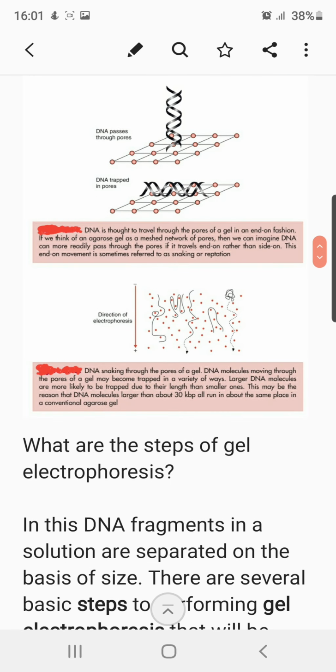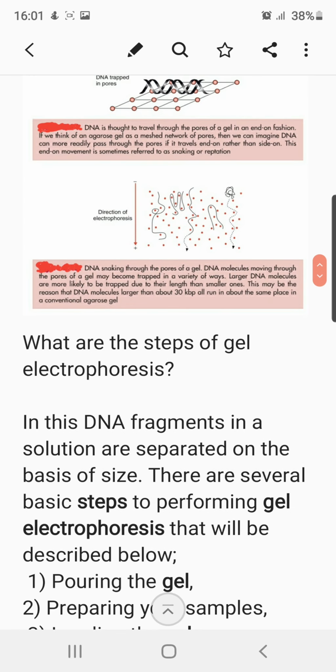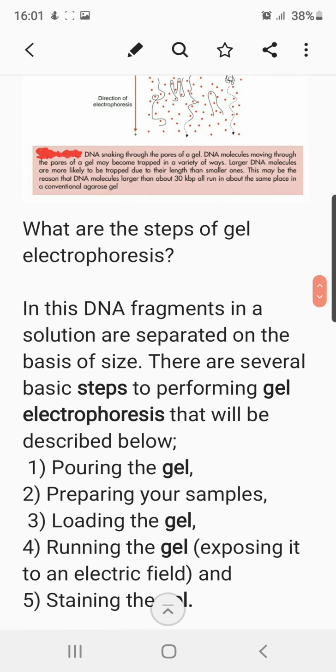So let's see the steps of gel electrophoresis. The DNA fragments formed by the activity of different restriction enzymes, whether endonucleases or exonucleases, are separated in a solution on the basis of their size. There are several basic steps to perform gel electrophoresis that will be described here. In the first step, pouring of the gel, then preparing the samples of DNA, loading the gel, then running the gel, exposing it to an electric field, and then staining the gel.